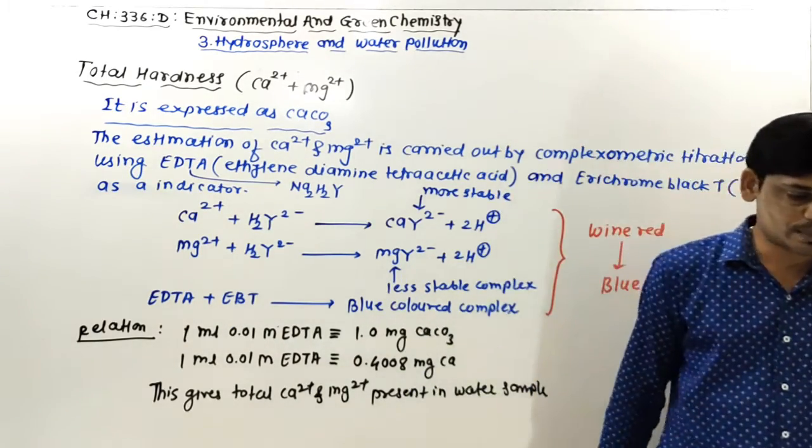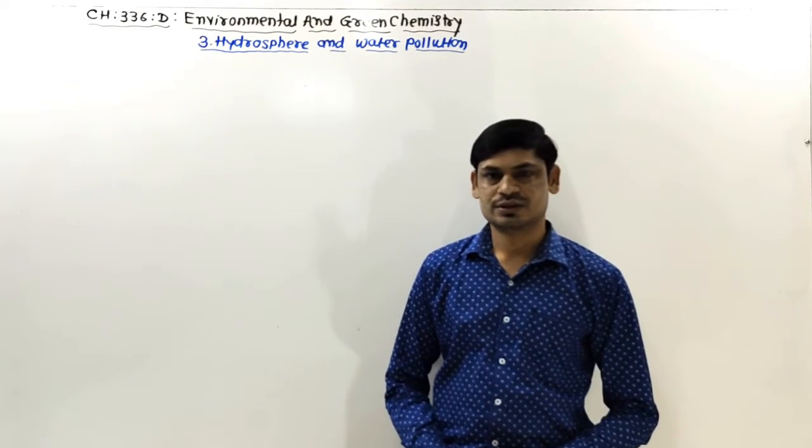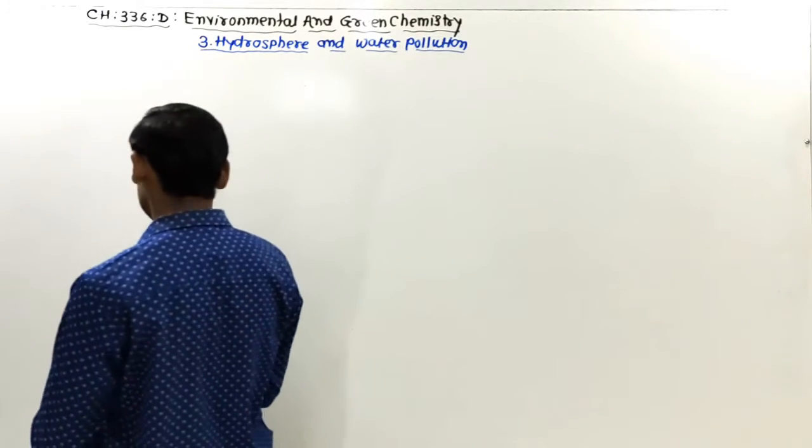We will proceed to the next parameter. Now the next parameter is free chlorine. We call it residual chlorine present in the water sample. Free chlorine.